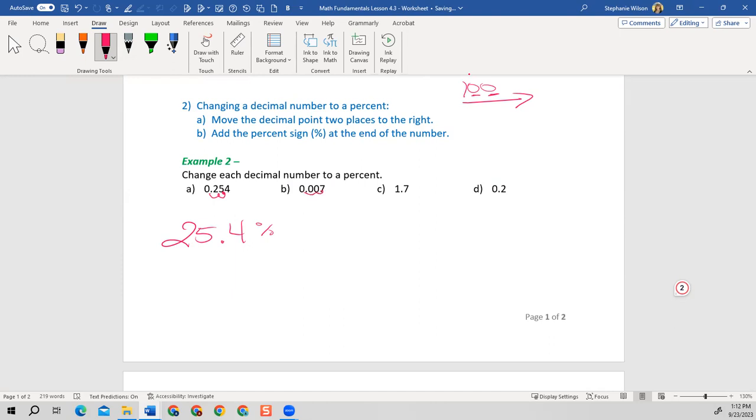And this one's 1, 2. So now I have 0.7%. And this one's 1, 2. So I have 170%. 1, 2, and I have 20%.